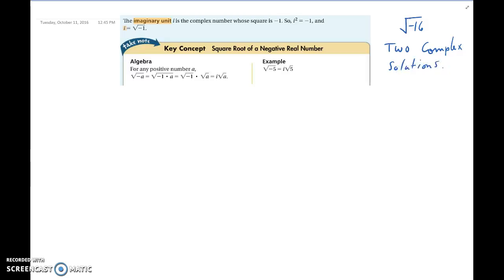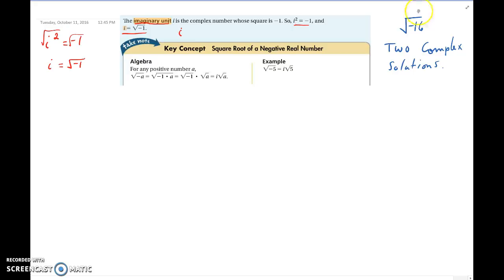All right, so today we're going to discuss imaginary numbers, or an imaginary unit. An imaginary unit is denoted by the letter i, and it's the complex number whose square is negative 1. So that means i squared is equal to negative 1. And if we wanted to solve for what i is equal to, we take the square root of each side, so that means i is equal to the square root of negative 1.